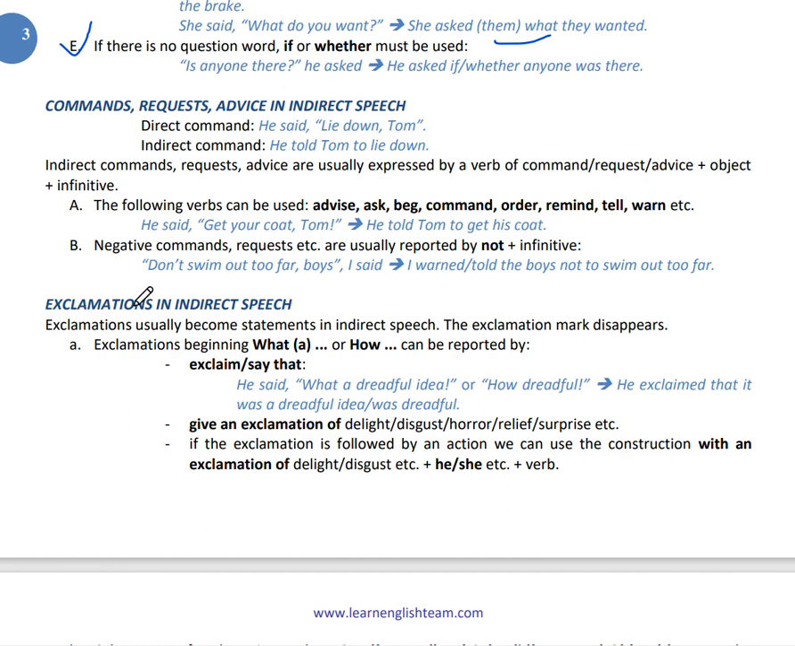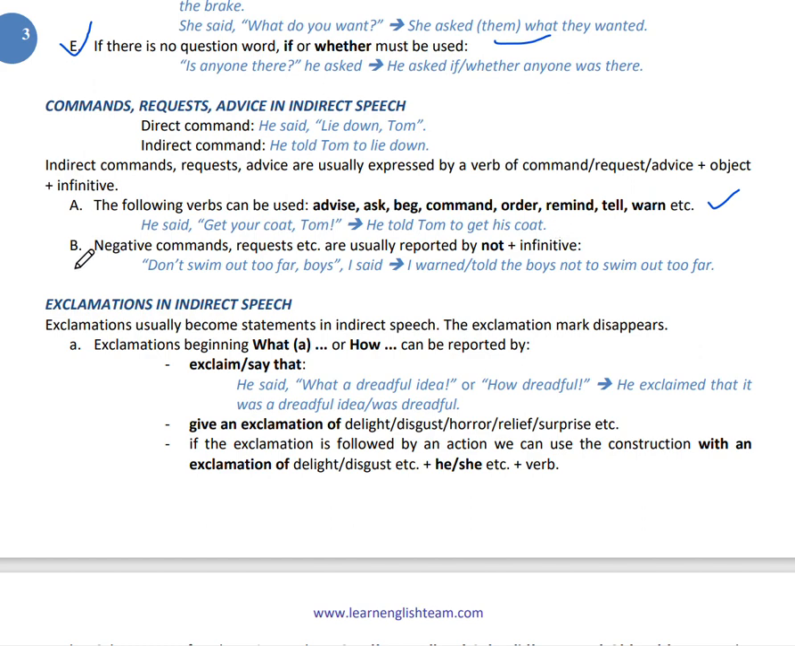The following verbs can be used: advise, ask, beg, command, order, remind, tell, warn, etc. He said, "Get your coat, Tom." So in here, he told Tom to get his coat.